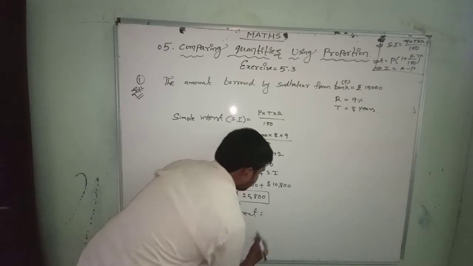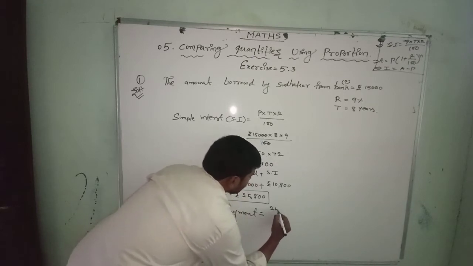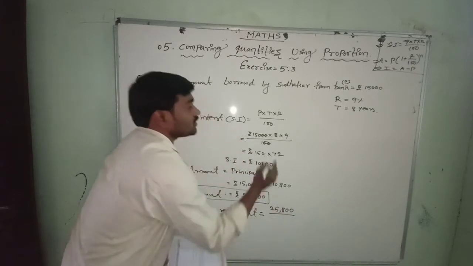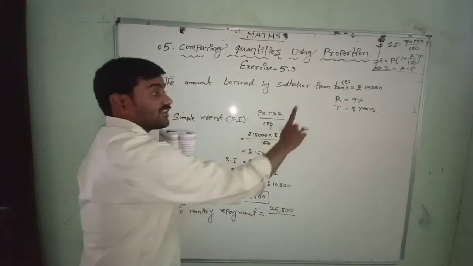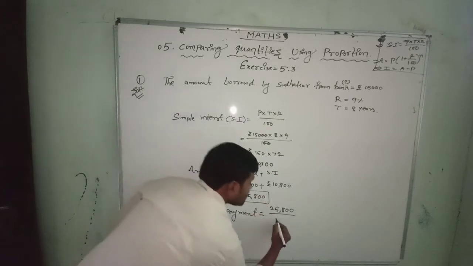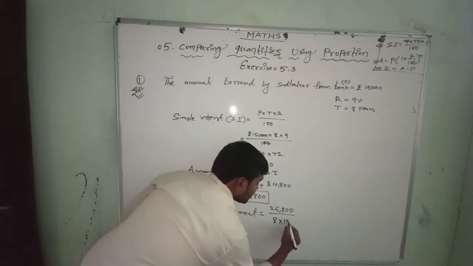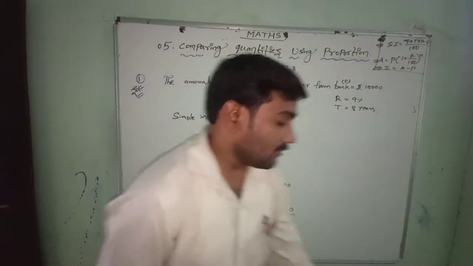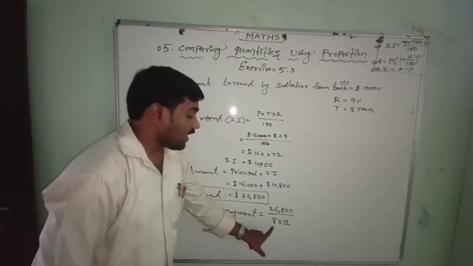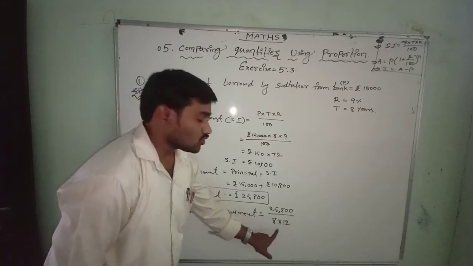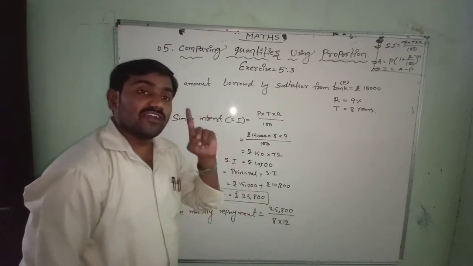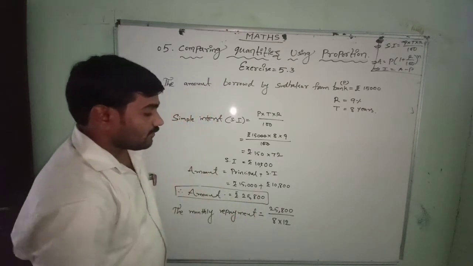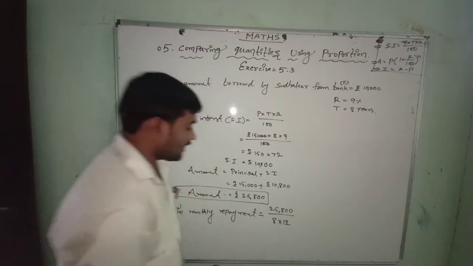The monthly repayment equals 25,800 divided by, for how many years did you take it? For 8 years. For 8 years, how many months? See, for 8 years, every year there are 12 months. So 8 into 12, because for the total monthly payments we have to convert these years into months. So into 12 we have to do, because in 1 year there are 12 months. So 8 into 12. Now if you cancel this, it will get cancelled.